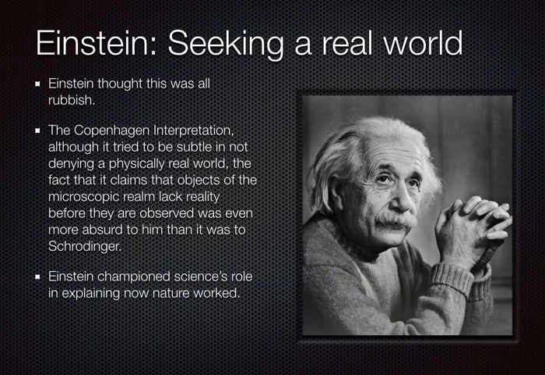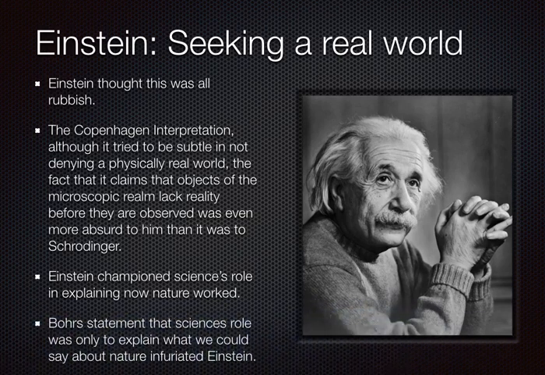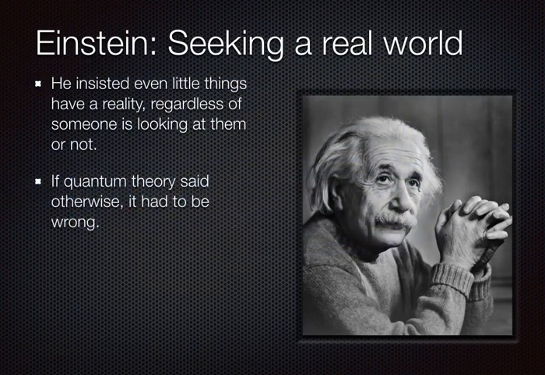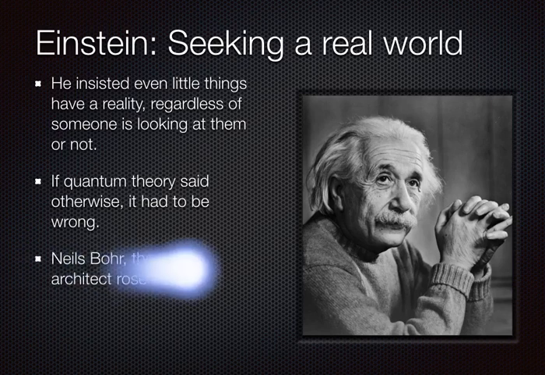Einstein championed science's role in explaining how nature worked, which is what we think all scientists would want to know, like, explain how things work. But quantum's like, we're just saying what happens. Bohr's statement that science's role was only to explain what we could say about nature infuriated Einstein. He insisted that even little things have a reality regardless of whether someone is looking at them or not. If quantum theory said otherwise, it had to be wrong. So that's what he wanted to show. Bohr, you are wrong.